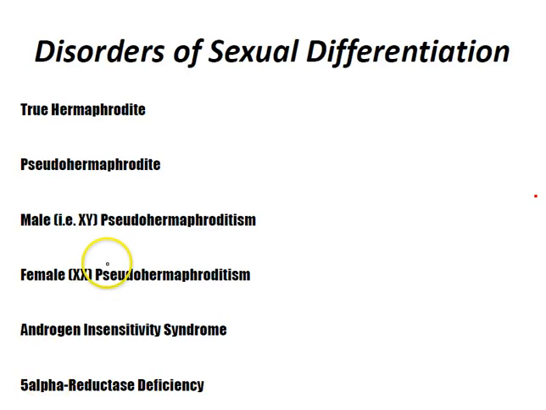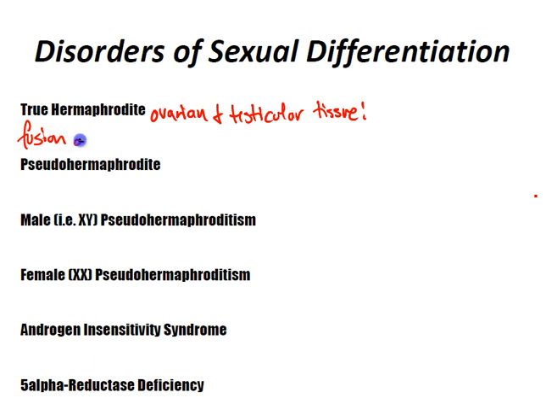So what is a true hermaphrodite? This is a very rare individual with ovarian and testicular tissue. Ovarian and testicular tissue. This is very rare. The cause is fusion of two sperm, one X carrying sperm and one Y carrying sperm, with a binucleated ovum. So the karyotypic sex will be 46XX.